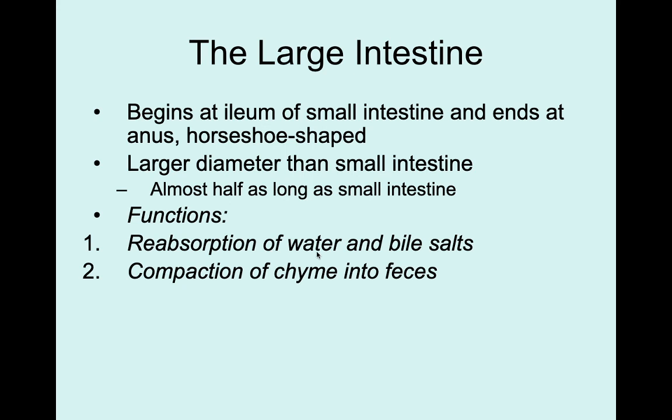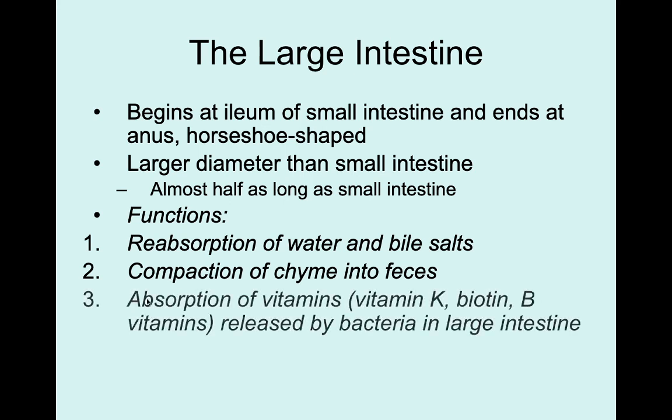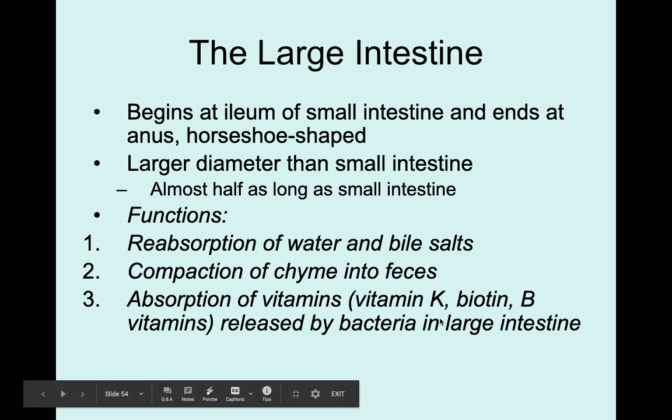As water is reabsorbed from the material entering from the small intestine, that chyme is compacted. It's mushed together into feces, which is your poop. And also we have some absorption of vitamins, such as vitamin K, biotin, and other B vitamins, happening in the large intestine. This is why we need those bacteria in our large intestine, guys.